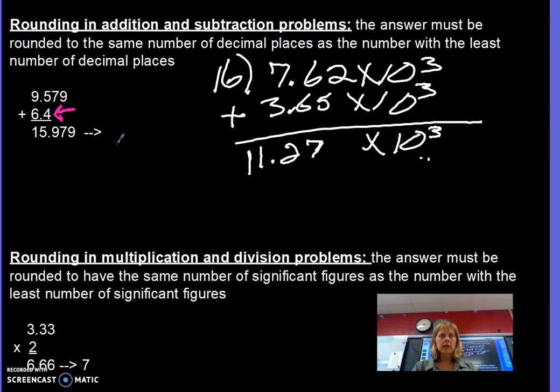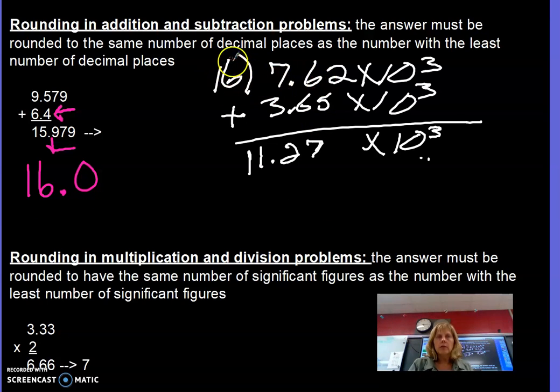To do this, I think it's a little bit trickier. Let me show you. 15.979. So I can have more than 2 digits, but I can only be accurate to my tenths place here. So I actually have to bump the 5 in 15 up. But then I need to include a 0 to make this accurate to the tenths place. So this would be the correct way to express this number.